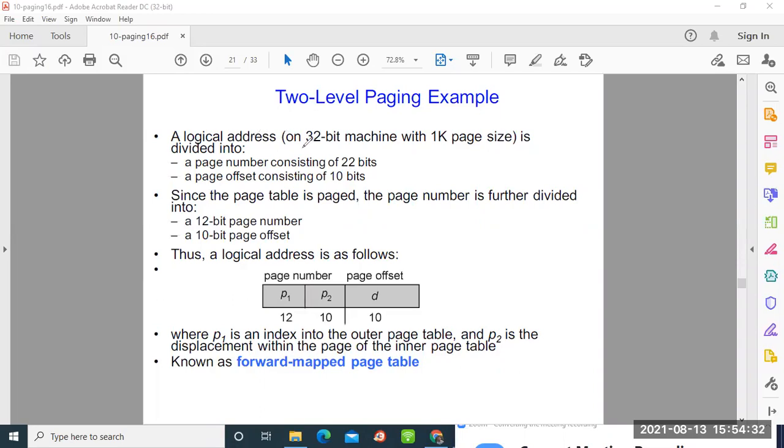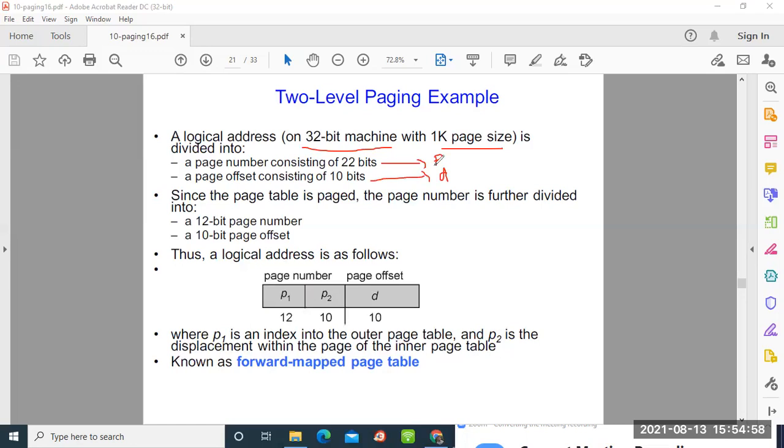Now, if we are using 32 bits for the logical address representation and the page size is 1K, then we know that 22 bits will be used for the page number and 10 bits for the offset address. This is for single paging: 22 bits for the page number of the page table and 10 bits for the offset address.